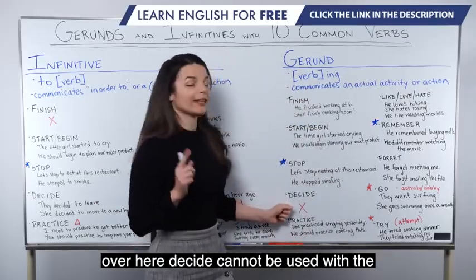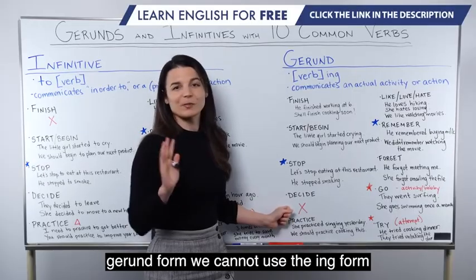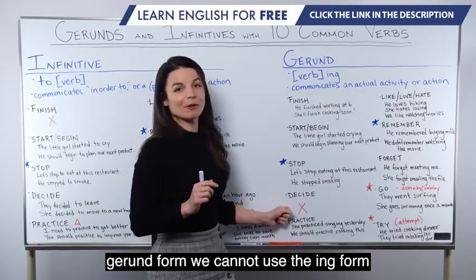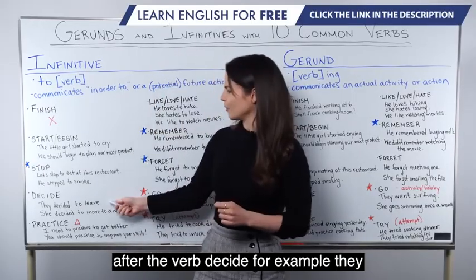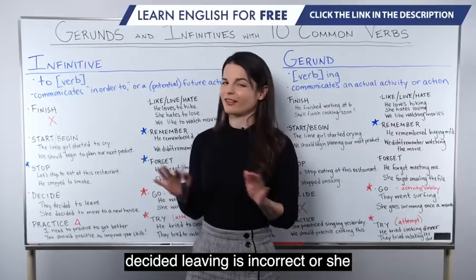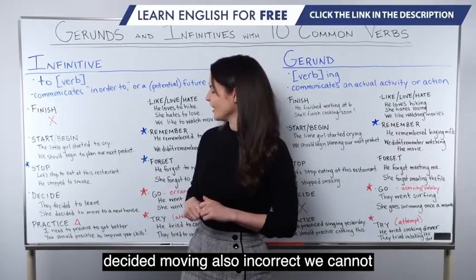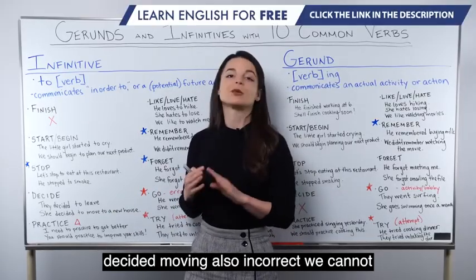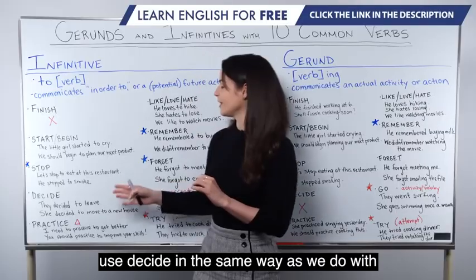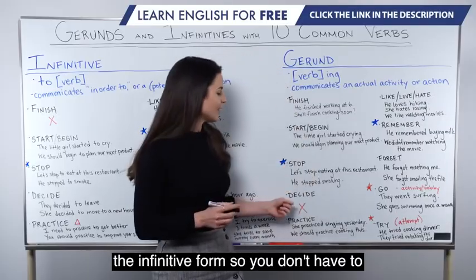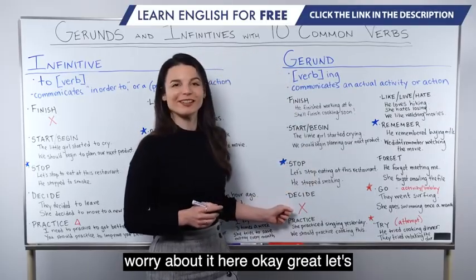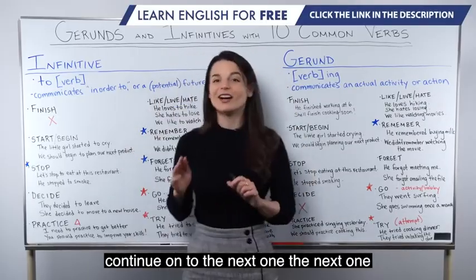Decide cannot be used with the gerund form. We cannot use the ing form after the verb decide. For example, they decided leaving is incorrect. Or she decided moving, also incorrect. So you don't have to worry about it here. Okay, great. Let's continue on to the next one.